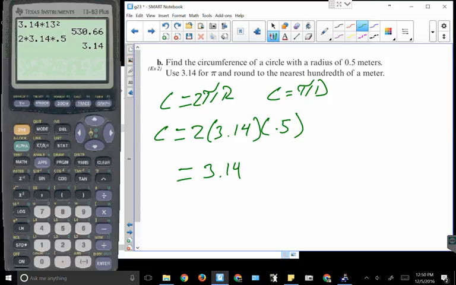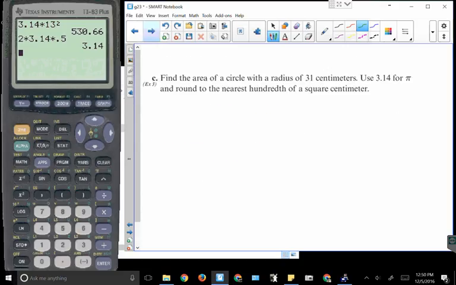I'll give you a few moments to play with this one. You're supposed to find the area of a circle with a radius of 31 centimeters. Use 3.14 for pi and again round to the nearest hundredth. So the area is equal to pi, which is 3.14, multiplied by the radius of 31 squared, correct? So 3.14 multiplied by 31 squared.